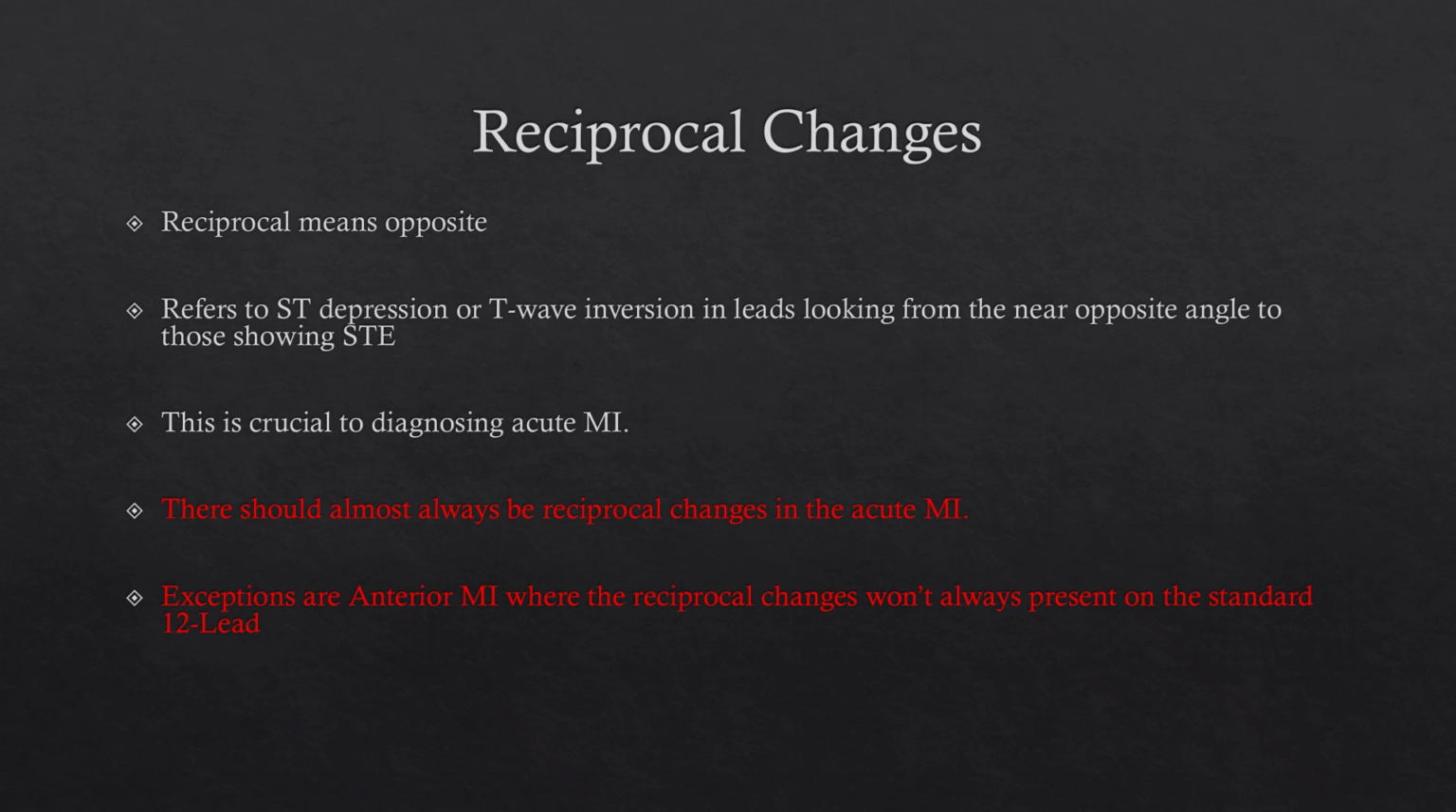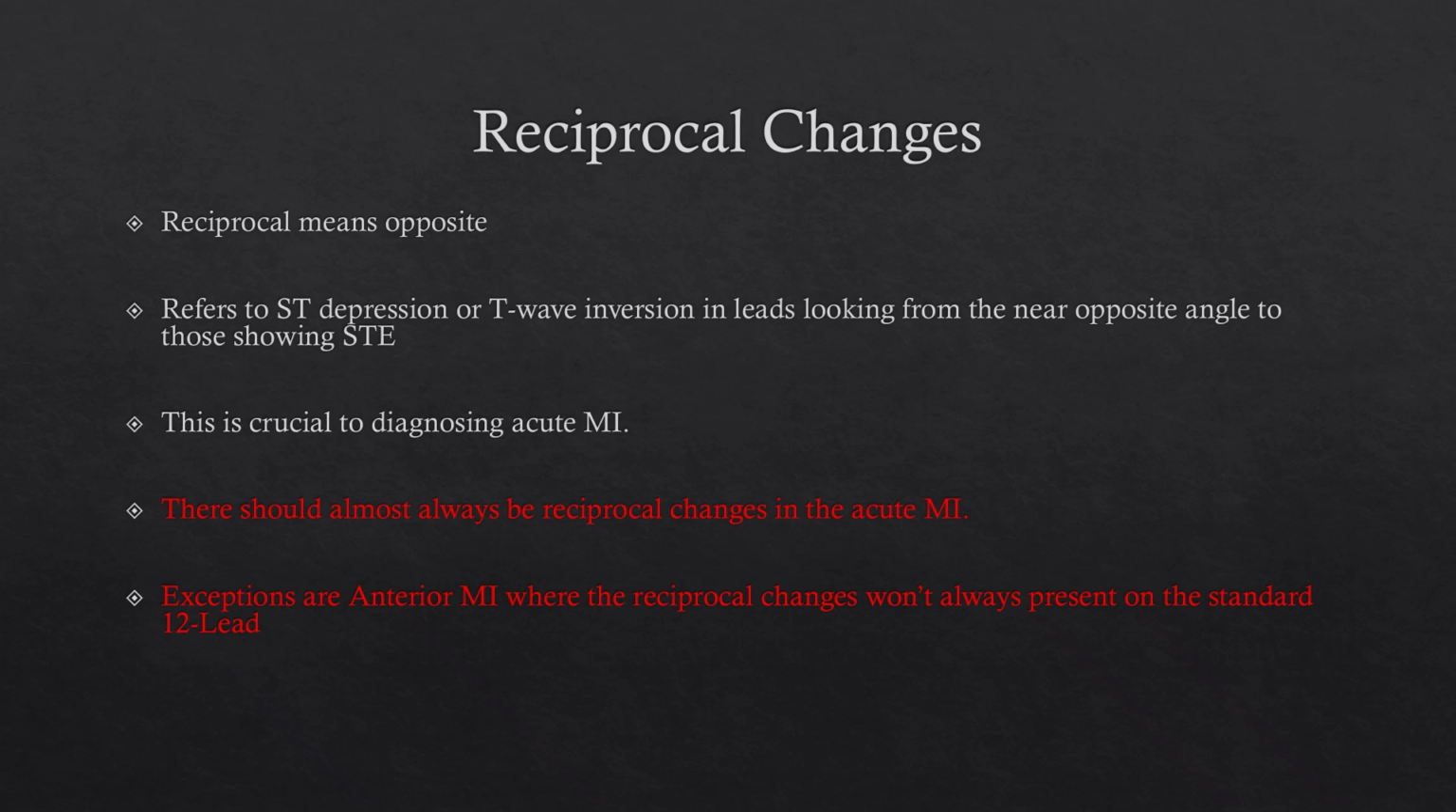So the reciprocal changes are one of the more important things we want to look for, and can confuse people if you don't remember that map that I had talked about earlier, where we know what we're looking at. So reciprocal is just a fancy word for opposite, and it refers to ST depression or T wave inversion in the leads looking from the opposite or near opposite angle to the one showing ST elevation. And so in that first example, the lead 3, the reciprocal would be AVL and vice versa.